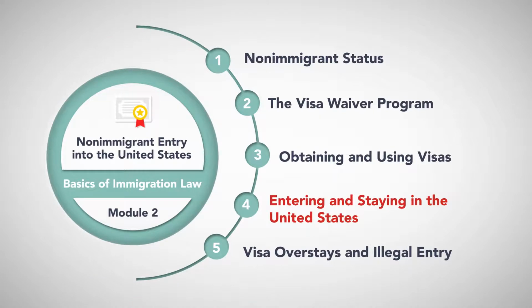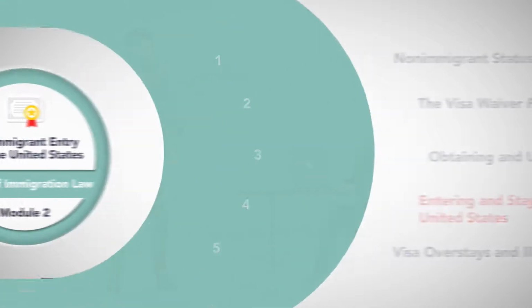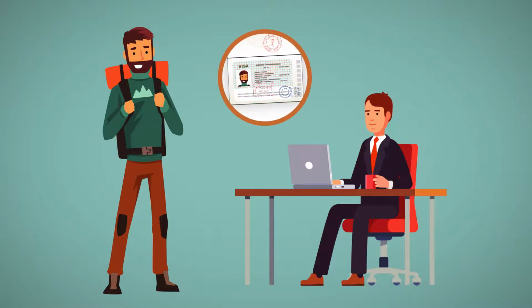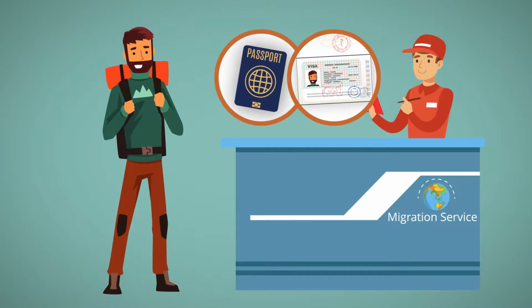Entering and staying in the United States. If the visa application and interview of the prospective traveler determine that he is authorized to enter the country, he will be issued a visa. The visa must be presented with a passport to a Customs and Border Protection official at a port of entry, such as an airport or border crossing.